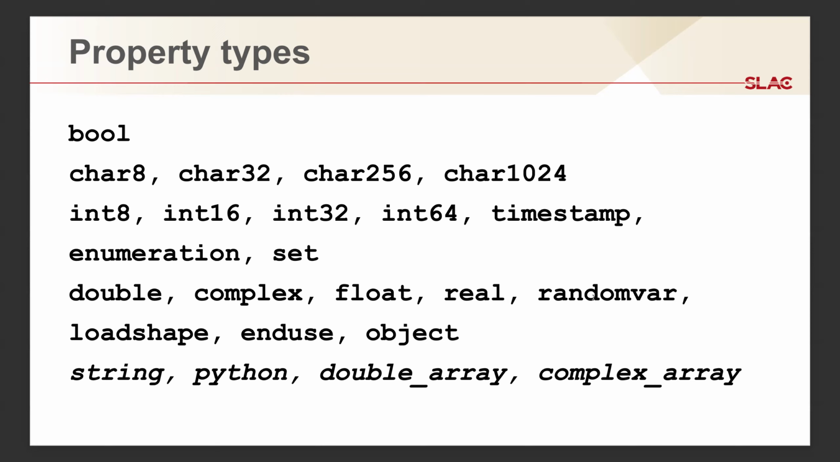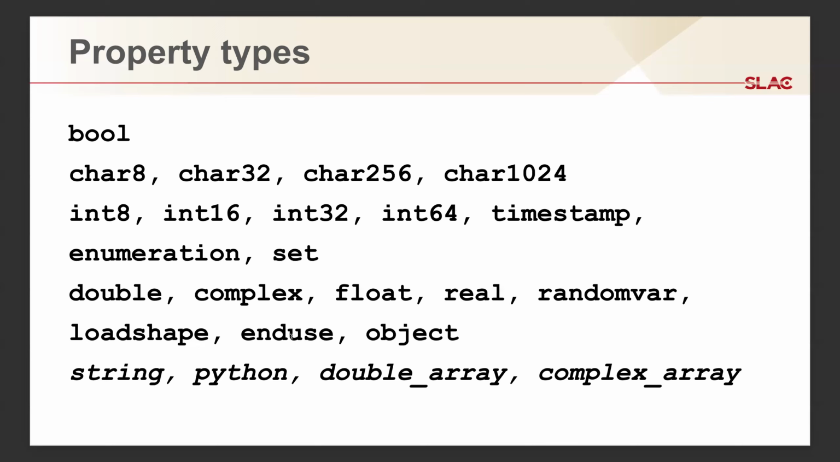Doubles, complex, floats, reals, random vars are all essentially an underlying double. In the case of complex, the real part is the underlying double. The interesting feature about random var is that the value can change over time following a random distribution, which is a useful way of introducing noise into a simulation, or having a value that follows a particular distribution for testing purposes. Load shapes and end uses are also underlying doubles.